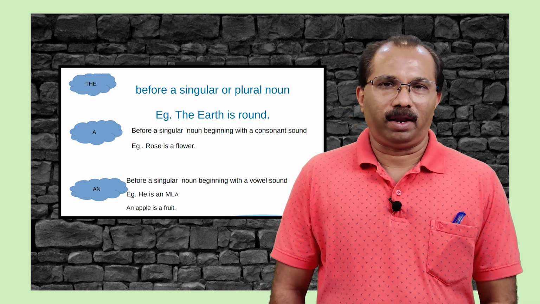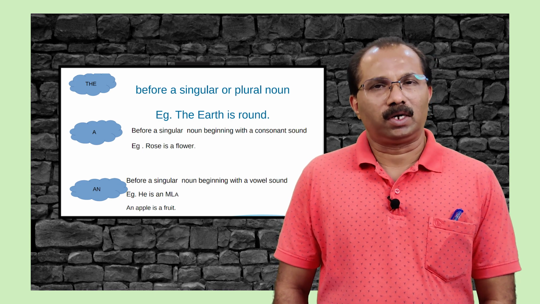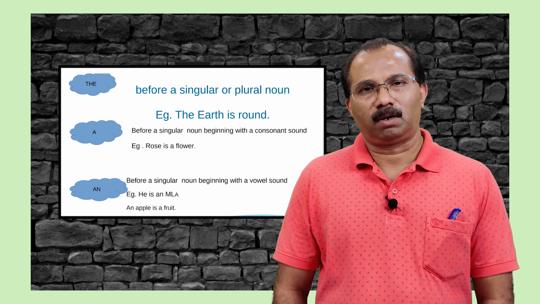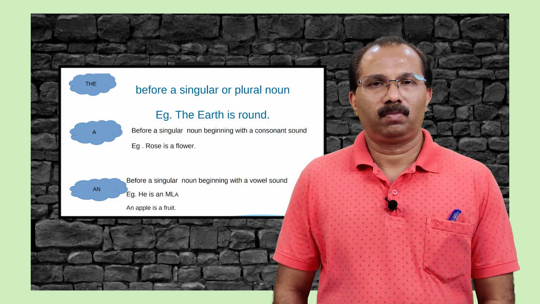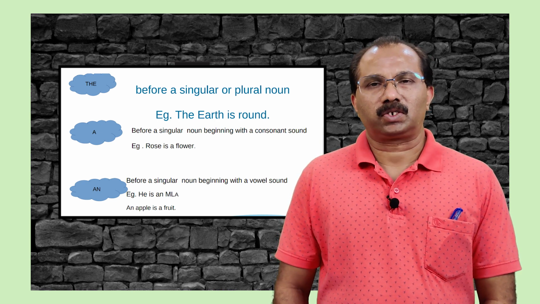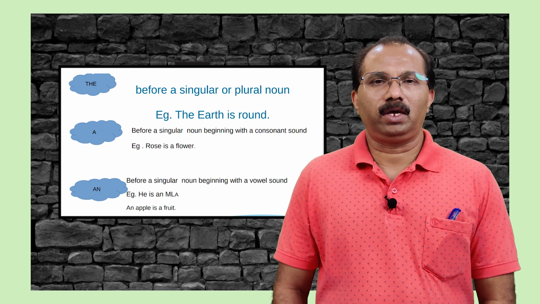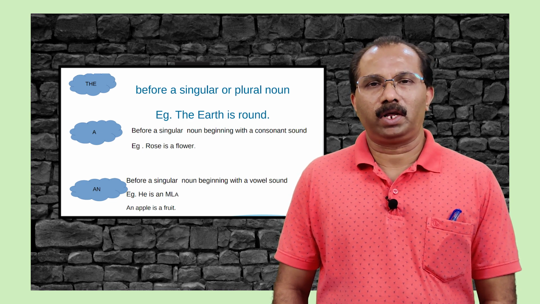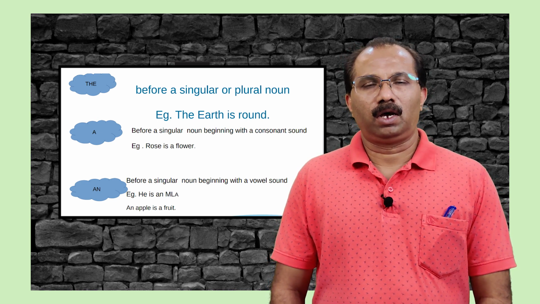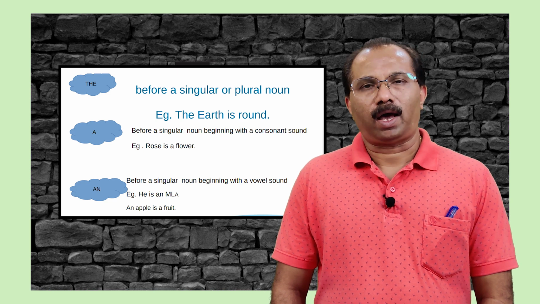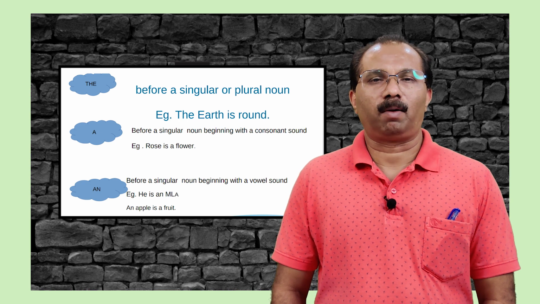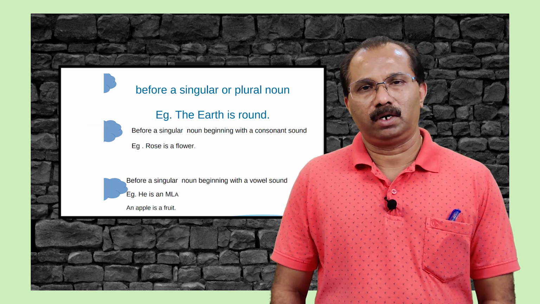The next one is an. It is used before a singular noun beginning with a vowel sound. For example, he is an MLA. Here what you have to be very careful about is the sound. MLA, the sound is "em", not the individual word MLA. That is why we say an MLA. Another example, an apple is a fruit. An apple is a fruit. So apple, the sound is a vowel sound.